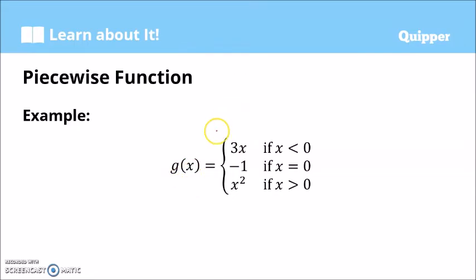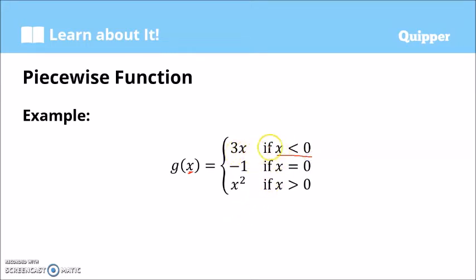Siya nga pala, class, dito, usually f of x, no? Pero pwede rin any letter dito. Okay? As long as the variable that you use here inside are also the variables you used in your expressions dito sa right side ng equation. So, we have the function g of x equals, take note that we have three expressions here. Ang sabi, 3x if x is less than 0.